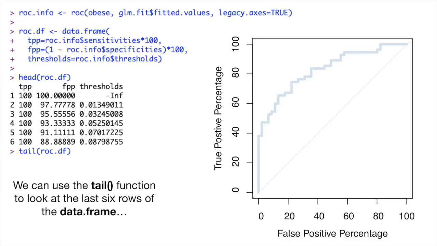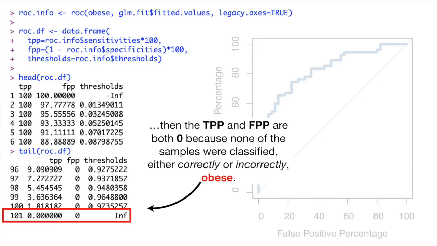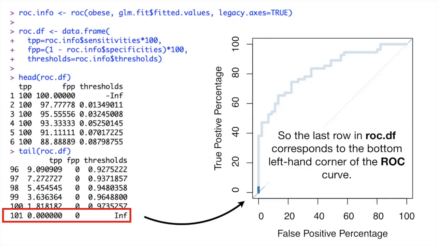We can use the tail function to look at the last 6 rows of the data frame. And we see that when the threshold is set to positive infinity, so that every single sample is classified not obese, then the TPP and FPP are both 0 because none of the samples were classified either correctly or incorrectly obese. So the last row in ROC.df corresponds to the bottom left-hand corner of the ROC curve.